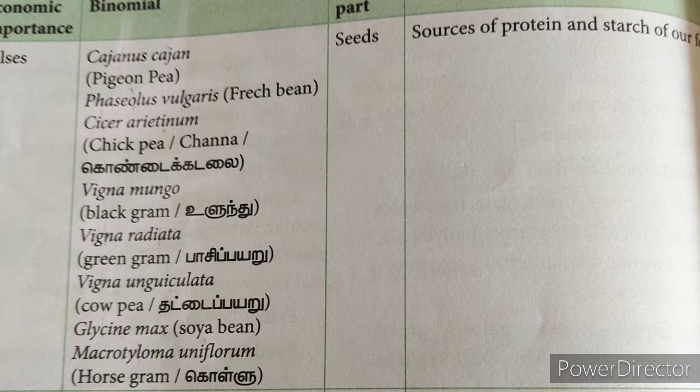From these pulses, the part we use is seeds. What is present in these pulses? Pulses are rich in protein and starch. So when we consume these seeds, we get protein and starch.